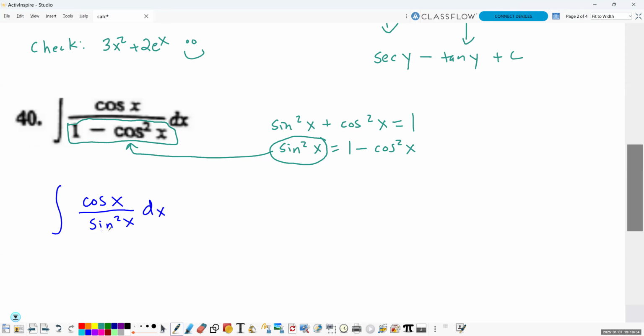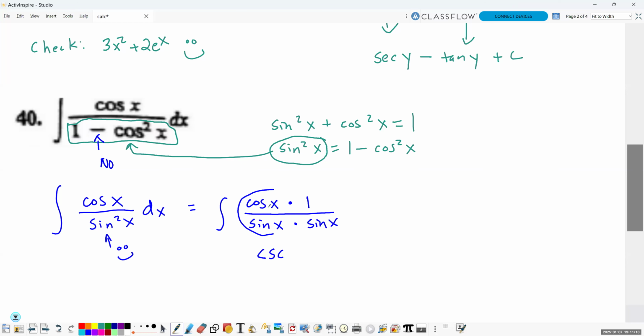What we can do, because it's multiplication in the denominator and not subtraction, this would be a no. Can't split that. But this, I can split. Here's how we're going to split it. We're going to make it cosine x times 1 over sine x times sine x. So now we have, whoop, I put them in the wrong order. Hold on, erase.